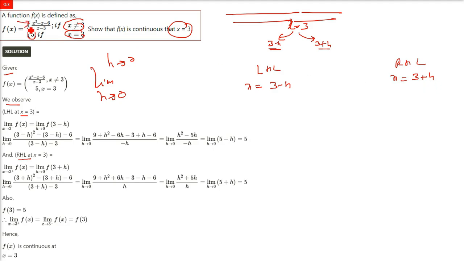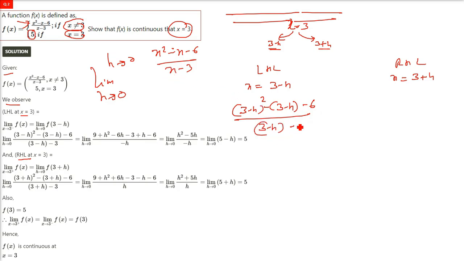So we have to use this function in order to put in this x value. So x square minus x minus 6 over x minus 3, this is the function you are going to use. So 3 minus h whole square minus 3 minus h minus 6, divided by x, which is 3 minus h minus 3. And what you are going to write here? You are going to put x equals 3 plus h. So 3 plus h whole square minus 3 plus h minus 6, divided by 3 plus h minus 3.